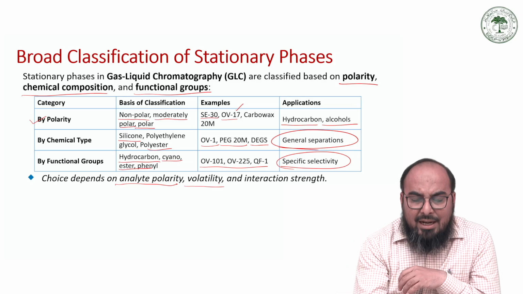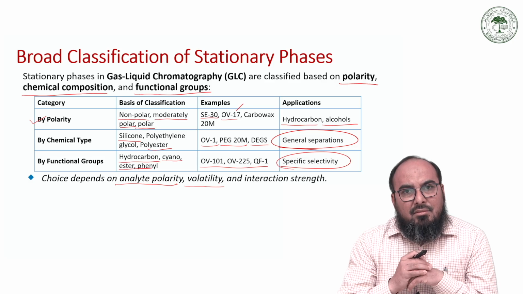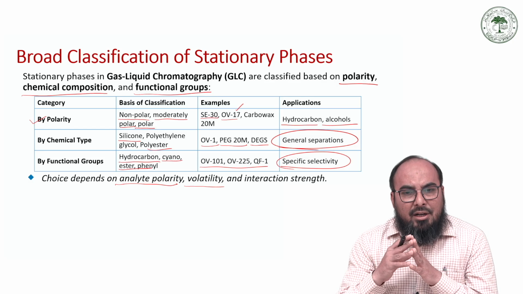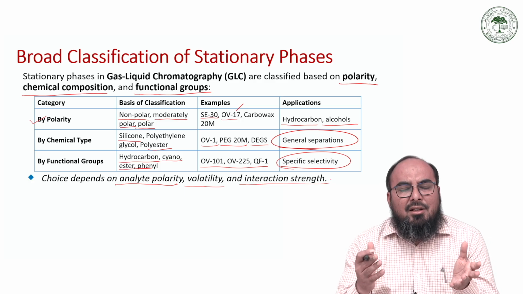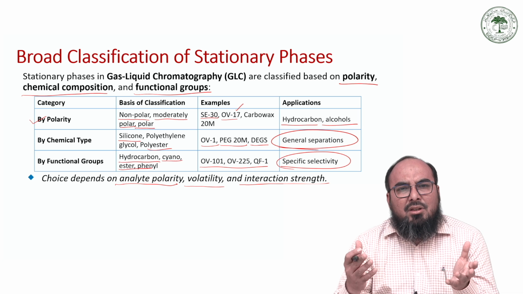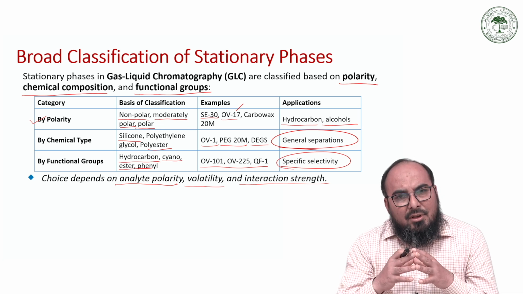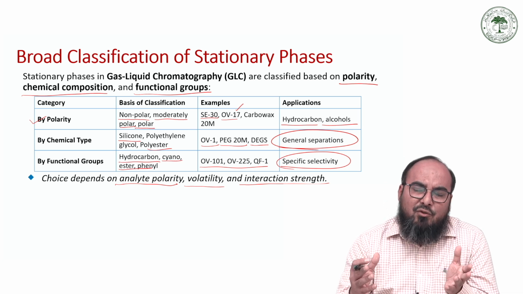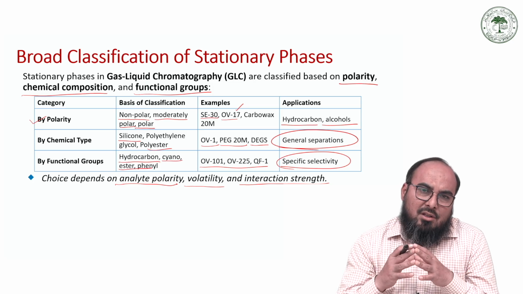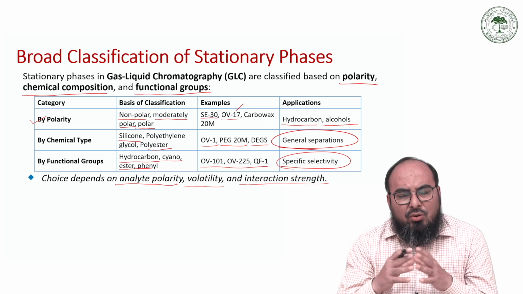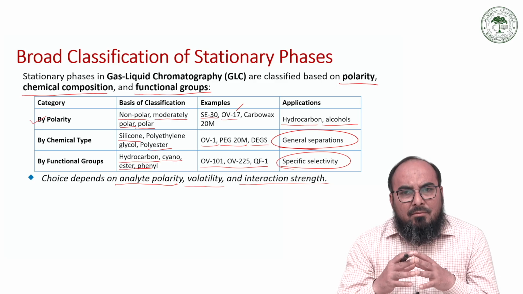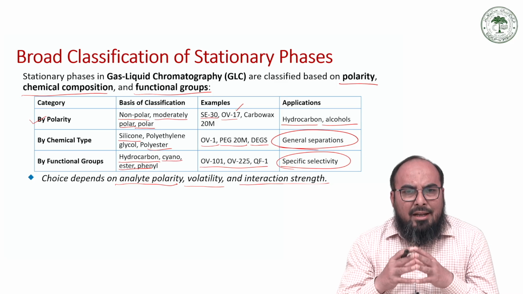Similarly, you have to decide in terms of volatility, that is how stable it is. We will see in the coming slide about the stability, and also the interaction strength. The interaction strength depends upon the concept of like dissolves like. If you have polar, it will prefer polar. If you have non-polar, it will prefer the non-polar stationary phase. So these are the stepping stones to take into account before running the actual column.